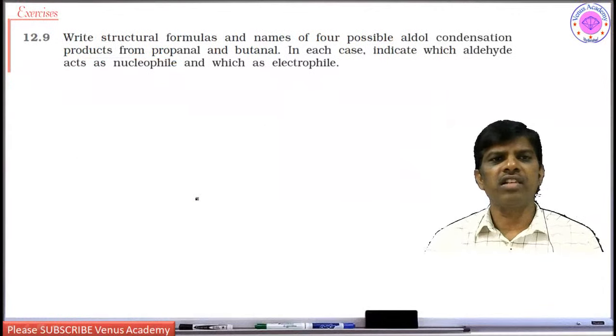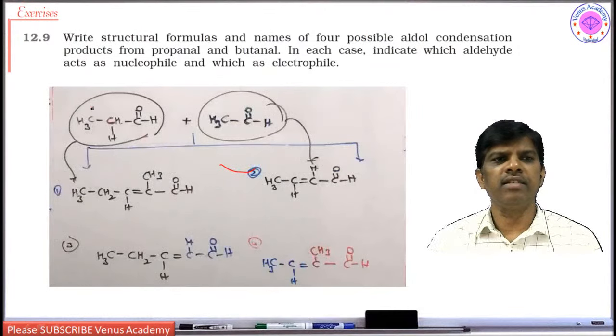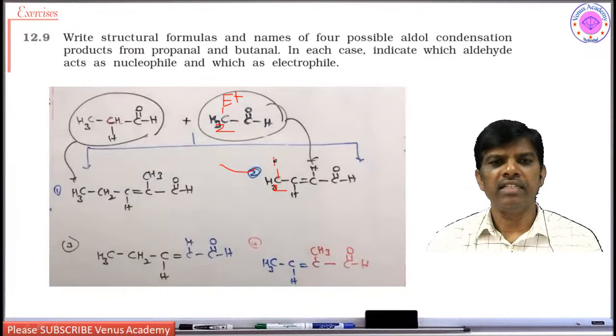Next, write structural formulas and names of 4 possible aldol condensation products from propanal and butanal. In each case, indicate which aldehyde acts as nucleophile and which as electrophile. Dear students, during the lecture I have explained, taking this as propanal, propionaldehyde, and this side I have taken butanal. Let us write this, so the remaining things will be the same. So it is Et, let me write here the ethyl group. So when it undergoes self condensation of these 2 butanals, it is going to form here, let me write CH2, and it is ethyl.